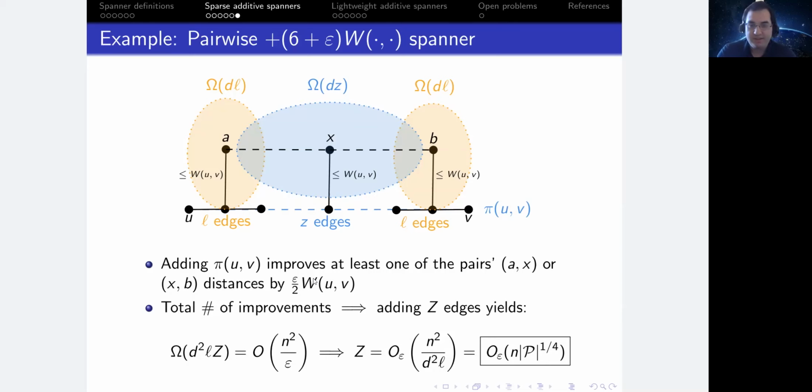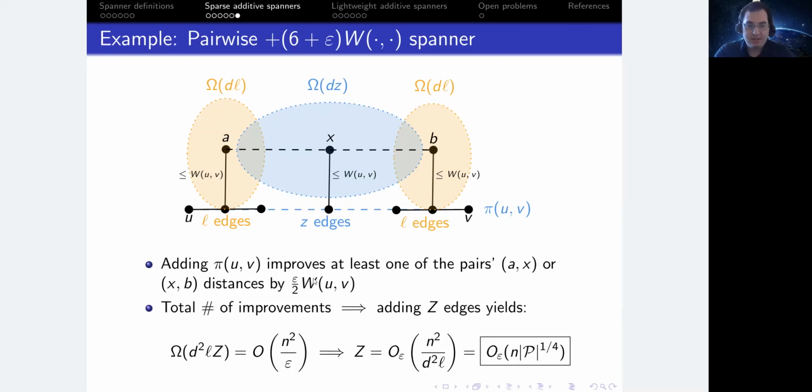So this idea was also used by Elkin et al., who showed that every weighted graph has an all pairs +6 plus epsilon W spanner and a subset-wise +2 plus epsilon W spanner with edge bounds the same as the unweighted case.